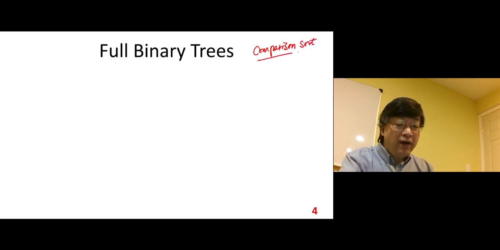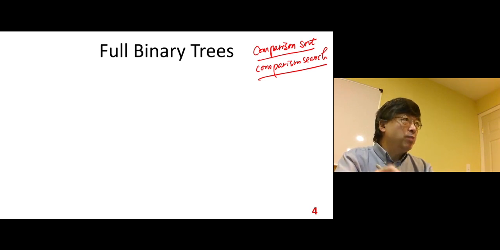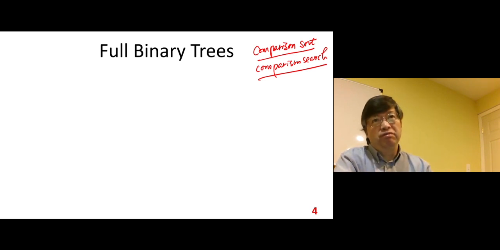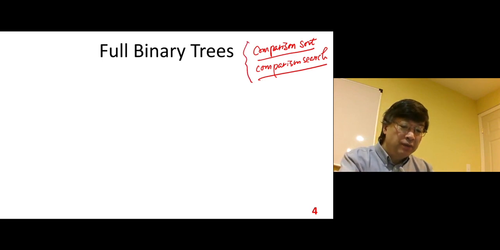Why I emphasize this: for comparison search, its decision tree does not necessarily correspond to a full binary tree. Consider binary search. Usually its decision tree does not correspond to a full binary tree. So that's why we need to separate.